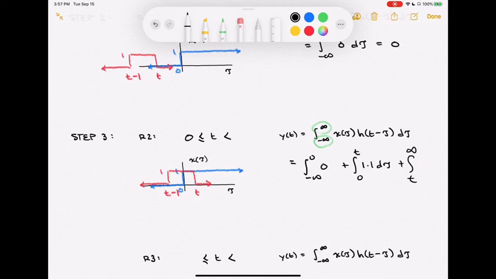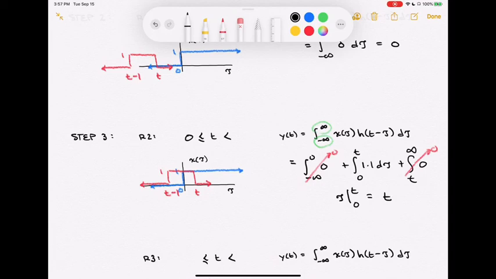Going forward of t, the h function is 0, and the x is something non-zero, but 0 times something non-zero is still 0. So I'm going to get a 0 in there as well. So when I take a look at this particular case, the first part goes to 0, the last part goes to 0, and there's only one other part left in there. That's the integral 0 to t of 1 times 1 d tau. That's an integral of 1 d tau that integrates to tau, evaluated on the limits 0 to t. If I do that, I get out t. So y of t is equal to t.